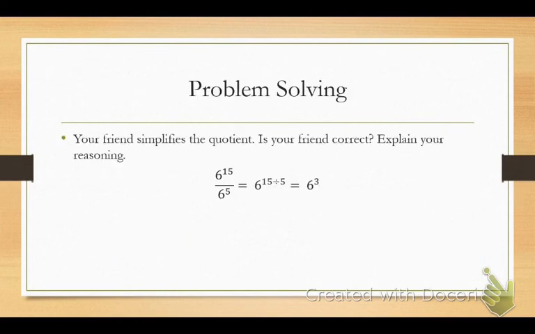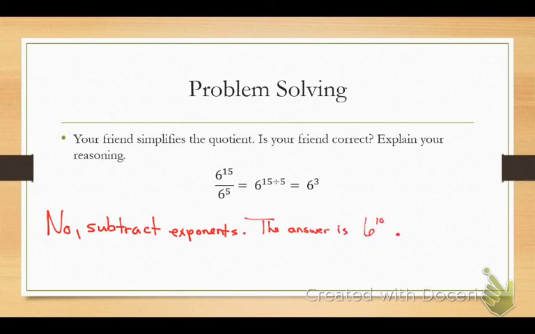So, are they correct? Look at what your friend did. Is your friend correct? But it's division. No, because when it's division, I'm supposed to subtract my exponents, not divide them. So what should my answer have been? 6 to the 10th power. So I just wrote basically exactly that: no, you're supposed to subtract the exponents, not divide, and the answer should have been 6 to the 10th power. Something along those lines.